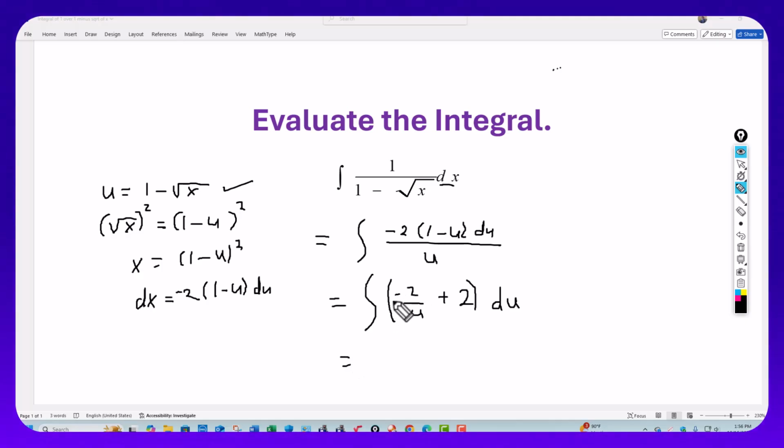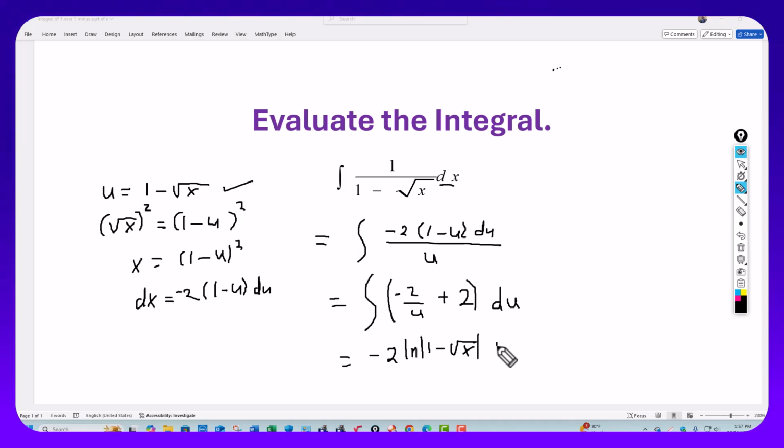So let's look at it this way. We have the integral of minus 2 over u, with respect to u, this du right here. This part, the integral of minus 2 over u du, is just your natural log. So minus 2 ln of absolute u. But remember, we always go back to the original variable, so u is 1 minus the square root of x. So I'll put 1 minus the square root of x.